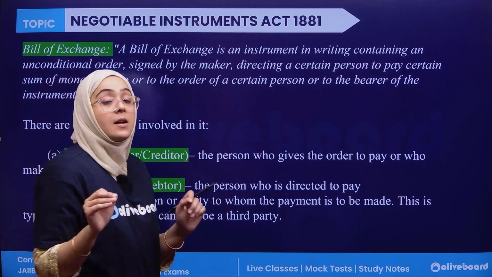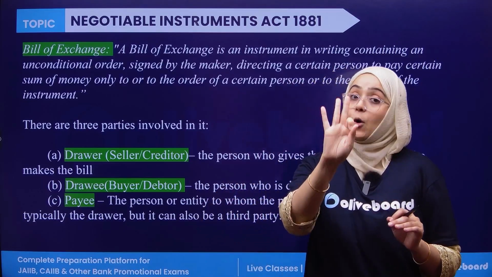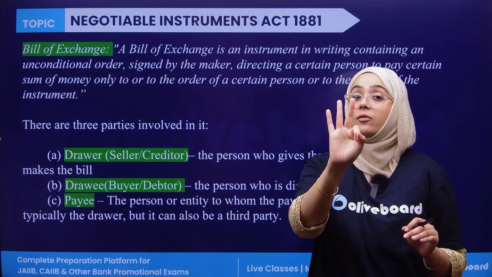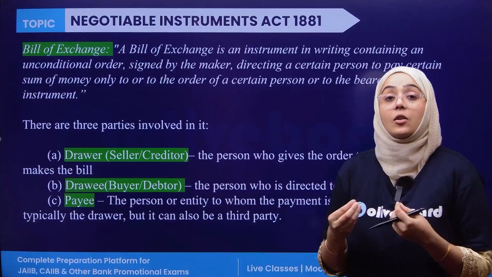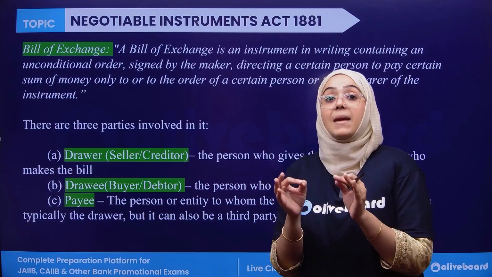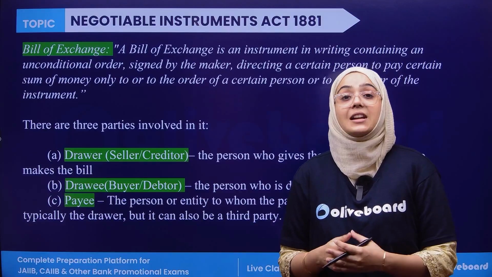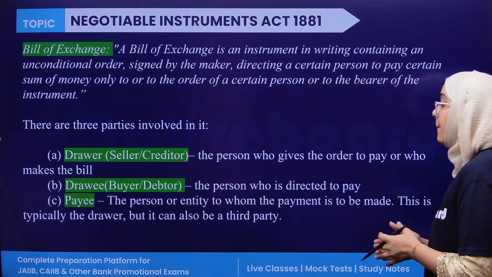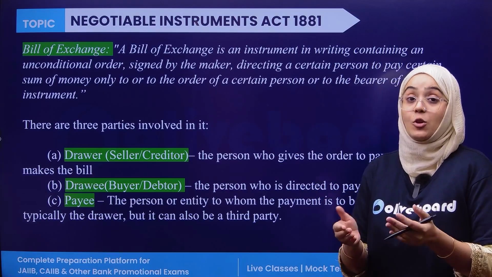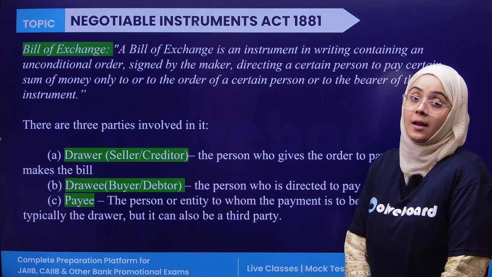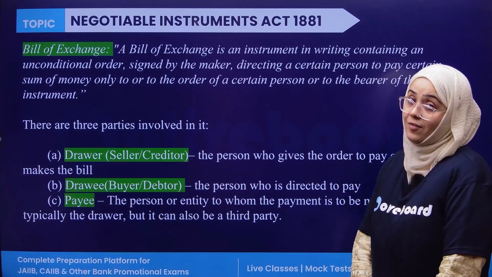Just please remember that in a bill of exchange, there are always three parties. In a promissory note, there are two parties. In the bill of exchange, there are three parties. The first is the drawer, the seller or the creditor who is actually making the bill of exchange. Second, there is a drawee. The drawee is a debtor who is accepting the bill of exchange, the person who is directed to pay. The one who has to pay is the drawee. And third, there is a payee, the person who is entitled to receive the payment.